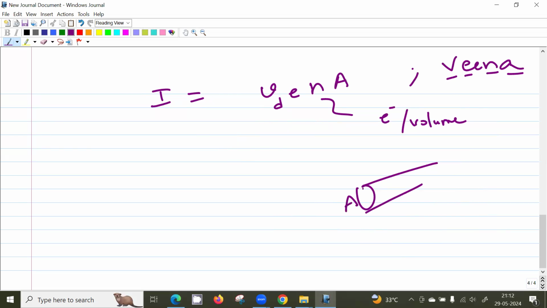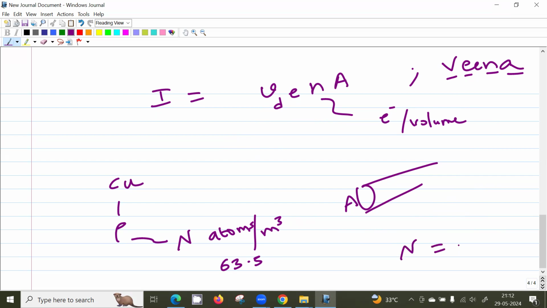Okay, so for copper atom, density is known, right? Once you know the density, I can know the number of copper atoms per unit volume. Is that possible? Because mass of each atom I know. It's atomic mass, that is 63 point whatever. So from this I can find N.